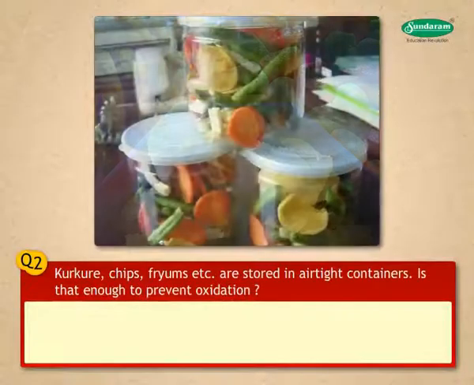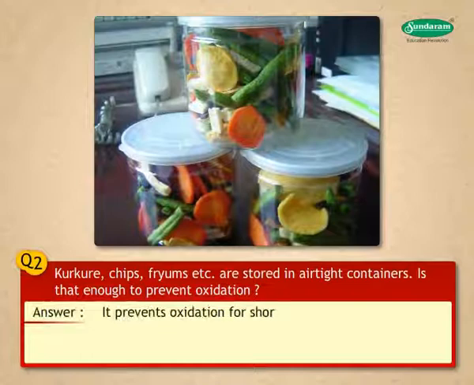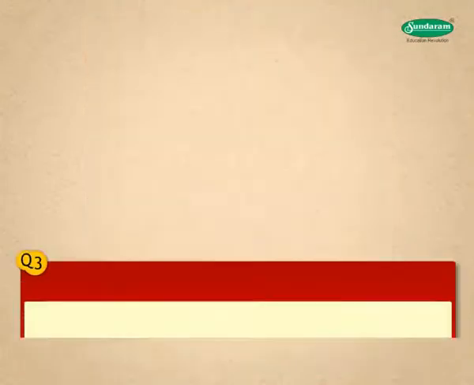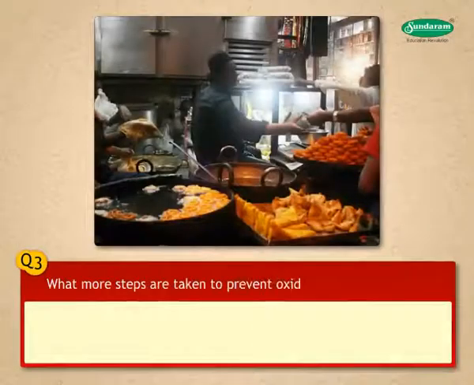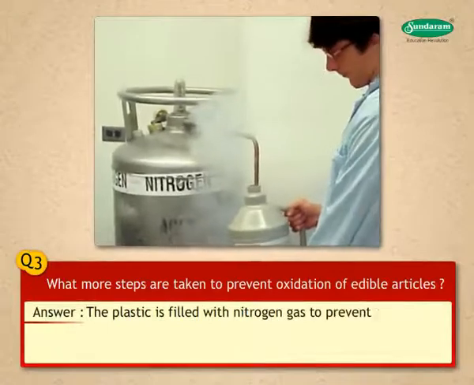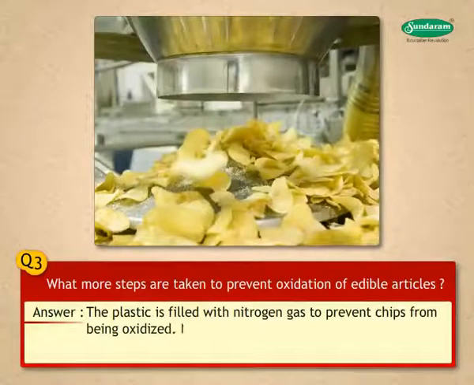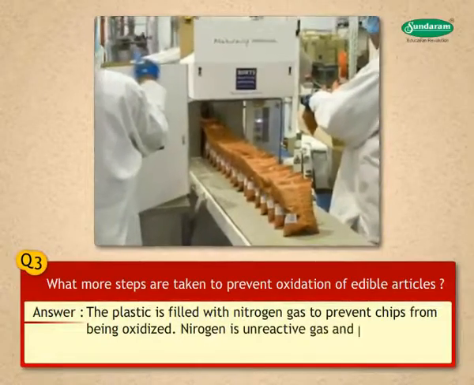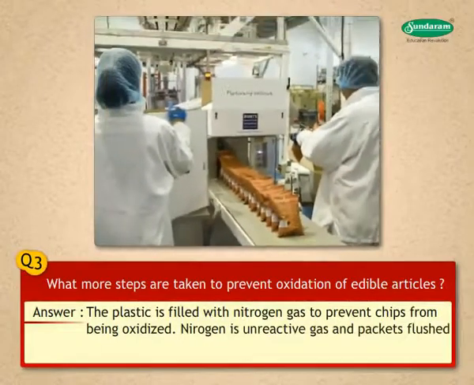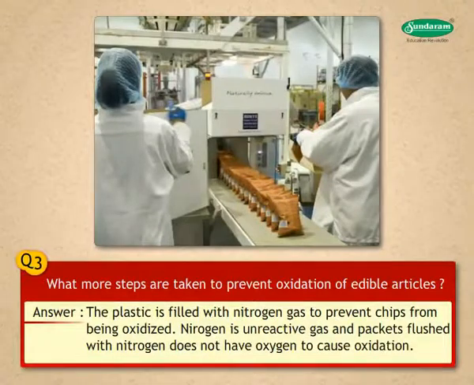are stored in airtight containers. Is it enough to prevent oxidation? It prevents oxidation for a short time. What more steps are taken to prevent oxidation of edible articles? The plastic is filled with nitrogen gas to prevent chips from being oxidized. Nitrogen is an unreactive gas, and packets flushed with nitrogen do not have oxygen to cause oxidation.